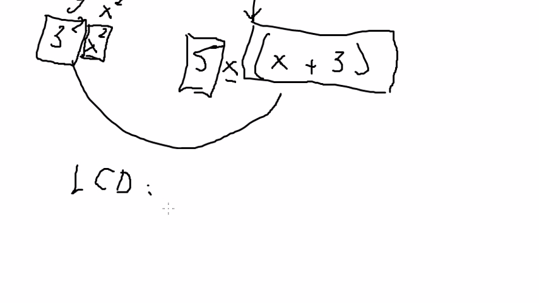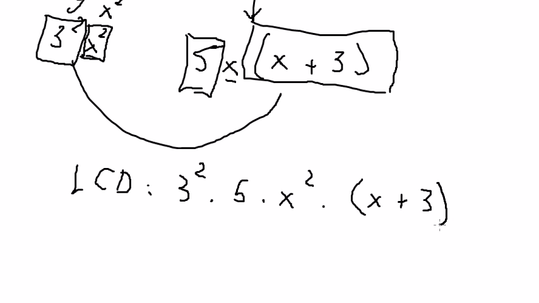That should be 3 squared multiplied with number 5 multiplied with s squared, and the last one s plus number 3. And now we got the final answer.